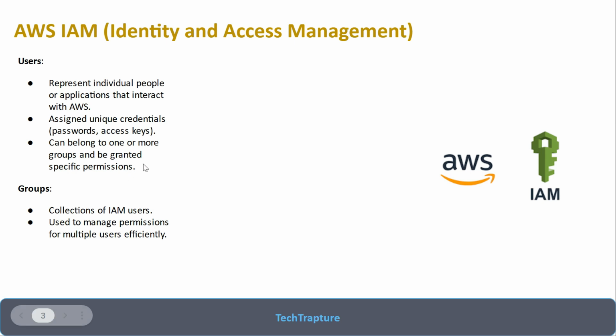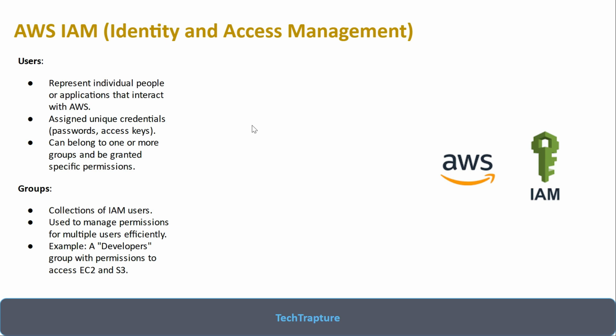So first is user, which can be an individual person or an application. Second is group, which is just a collection of IAM users, and we can use it to manage permissions more efficiently. As I said, a developers group with permission to access EC2 and S3. So these are related to identity.